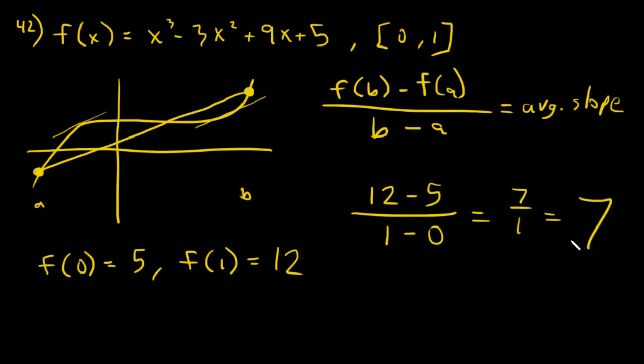So the MVT, since this is a polynomial, it is guaranteed to be continuous and differentiable at every single point. So the MVT guarantees there's at least one location between point A and point B that has the same slope as the average, which is a slope of 7. So let's see if we can figure that out. Let's go to the next page. So let me clear this.